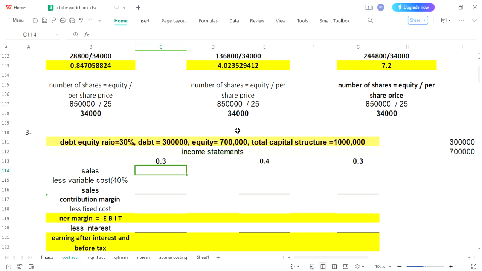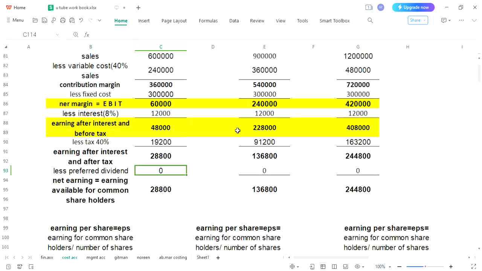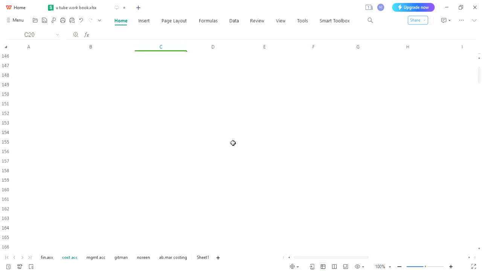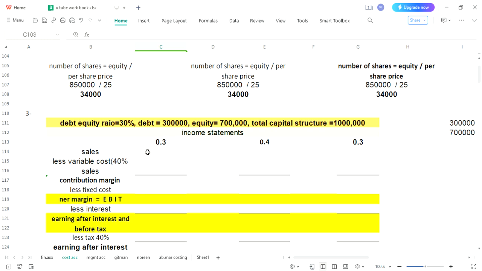Let's start our first income statement for the 0.3 probability, where your level of sales is 6 lakh. So let's start our income statement with 6 lakh. Okay, the next step is to calculate our variable cost, which is 40% of sales. The amount of sales is 6 lakh, and you will calculate 40% by multiplying 40 divided by 100. So we have got our variable cost. Contribution margin is now open to be calculated, which is the difference between sales and variable cost.